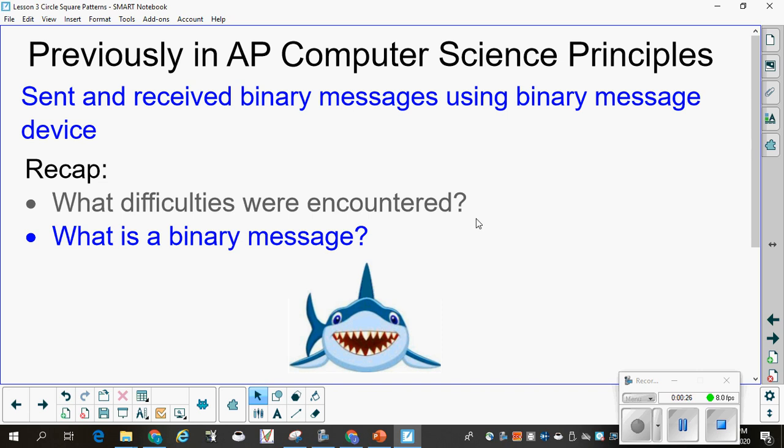Previously, in AP Computer Science Principles, you sent and received binary messages using a binary message device. As a recap, I'd like to ask you what difficulties were encountered in that, and then think about what a binary message is. Make sure that you remember what that is. So if this was not the recording without class, I would ask for responses. At this time, just think back about what difficulties you had, and remember, a binary message is a message that has only two possible values.